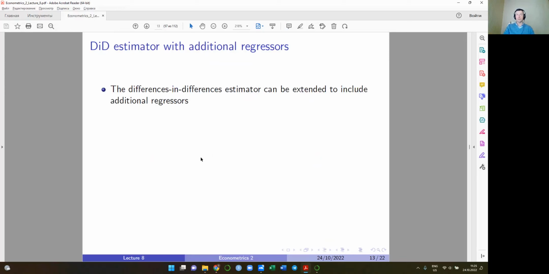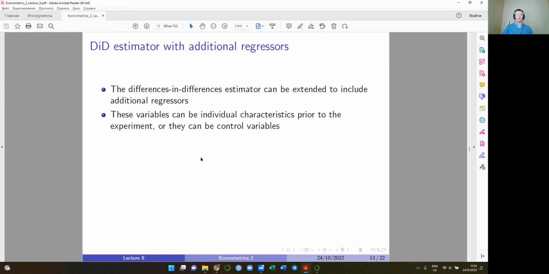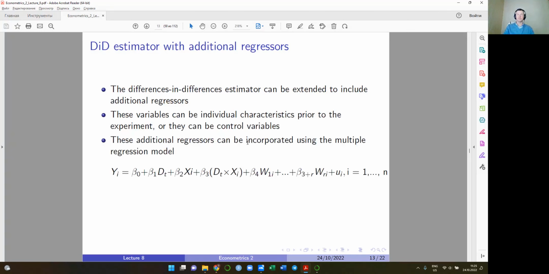So we can extend it with additional regressors, and these variables can be some individual characteristics before the experiment or some control variables. And then your OLS regression for the difference in differences estimate is going to be looking at this formula, and again, the difference in differences estimate is the estimate of beta 3.